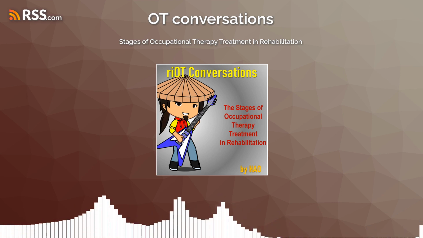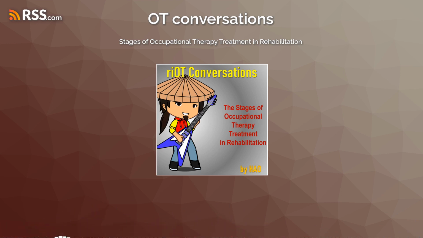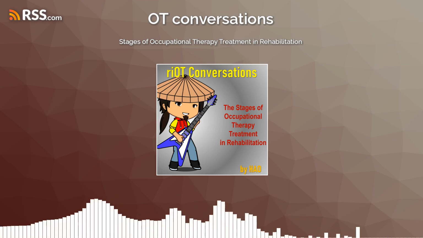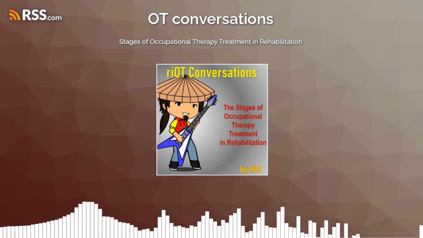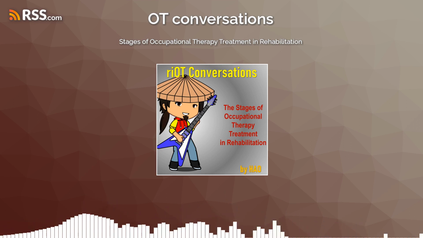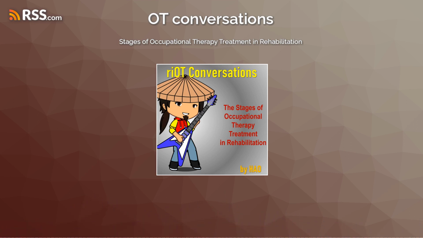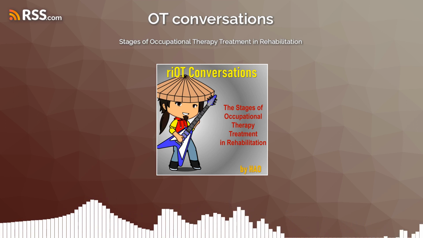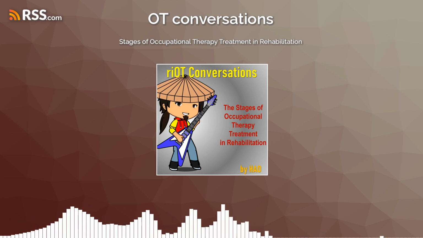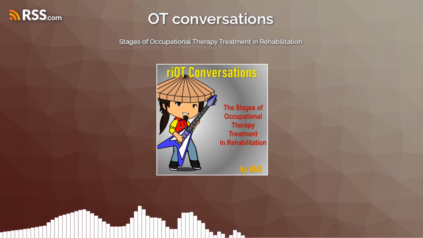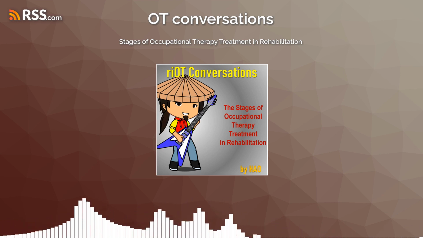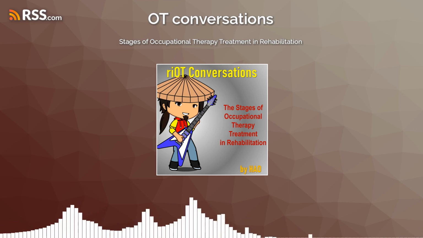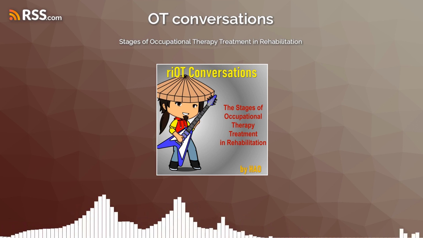The next stage is purposeful activity or functional tasks. The purposeful activities are those activities that have an inherent or autonomous goal, and they're very meaningful to the person. So for example, you do grooming, dressing, communication retraining, feeding, hygiene, arts and crafts.